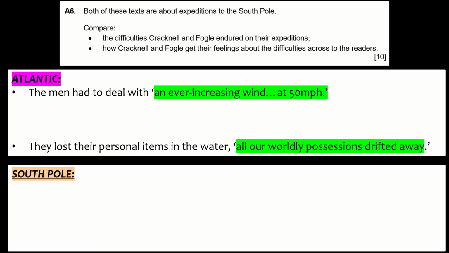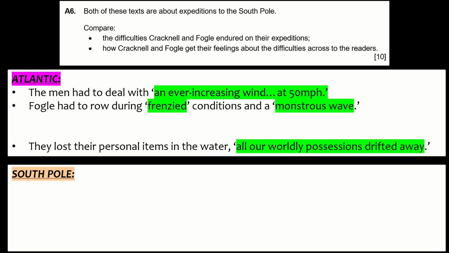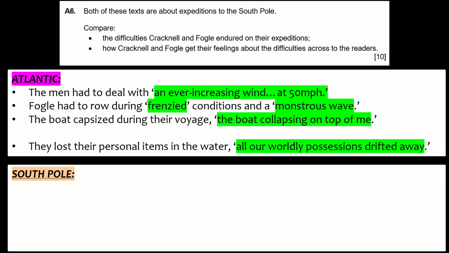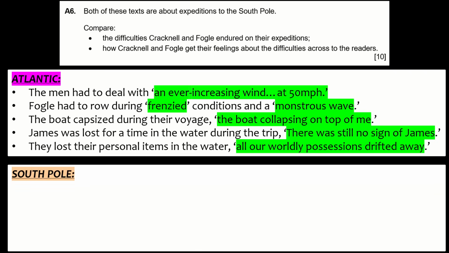So the men had to deal with an ever increasing wind at 50 miles an hour. This is the Atlantic one, the rowing one. Fogle had to row during frenzied conditions and a monstrous wave. The boat capsized during their voyage, the boat collapsing on top of me. James was lost for a time in the water during the trip. There was still no sign of James. They lost their personal items in the water. All our worldly possessions drifted away.